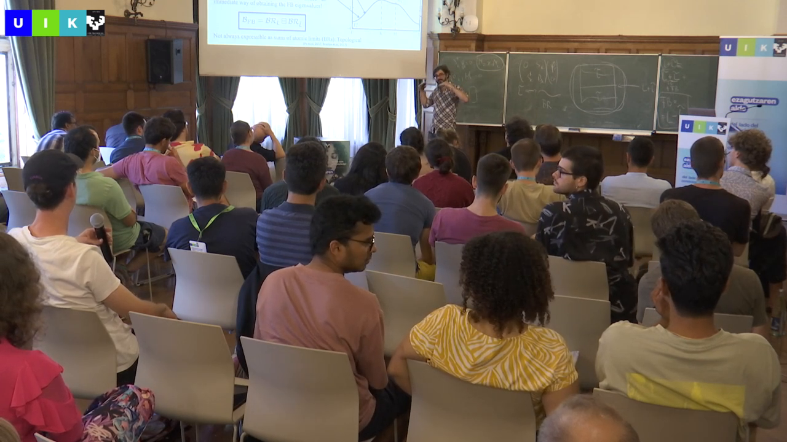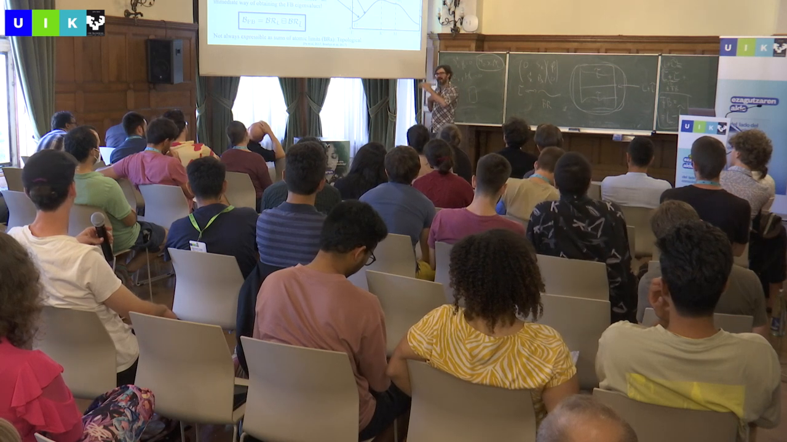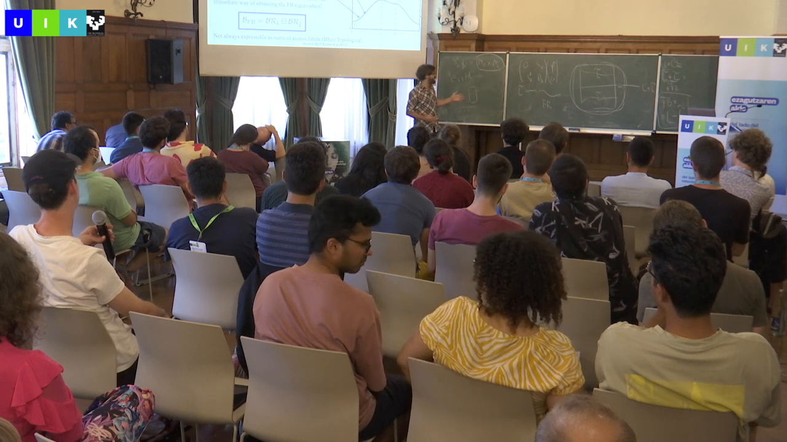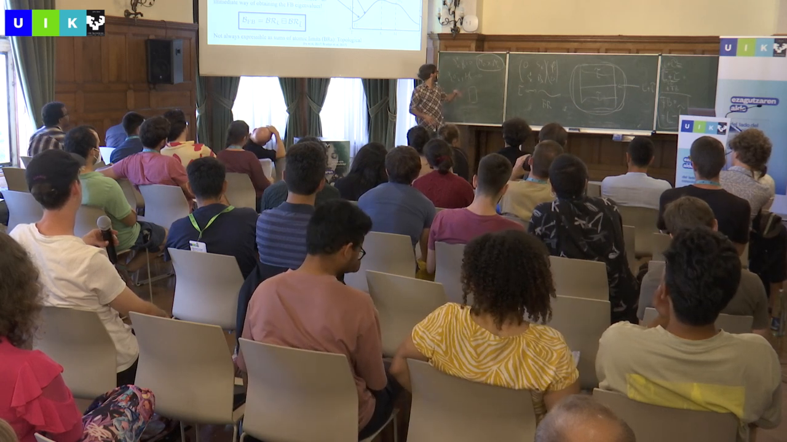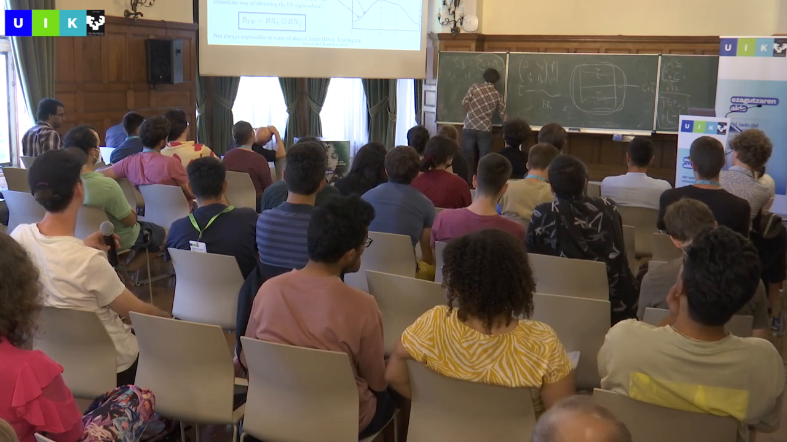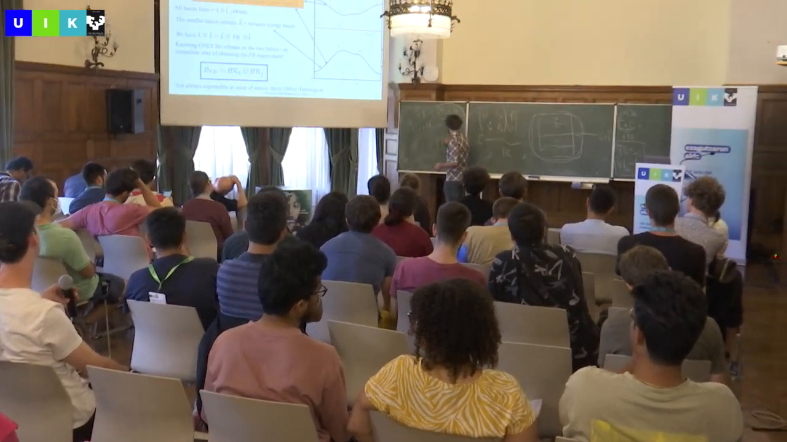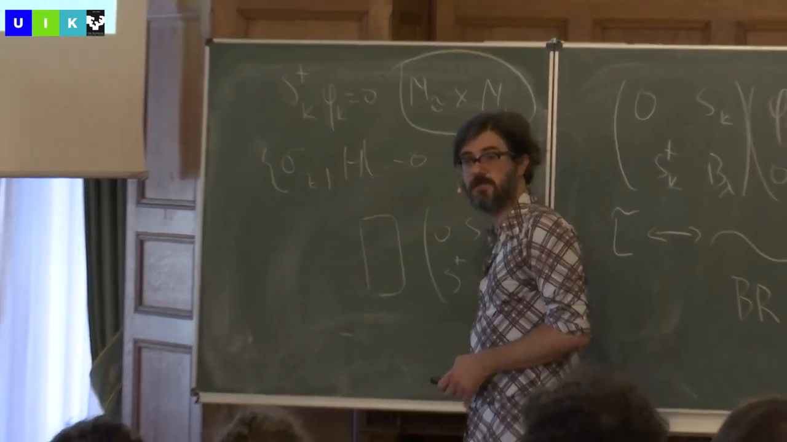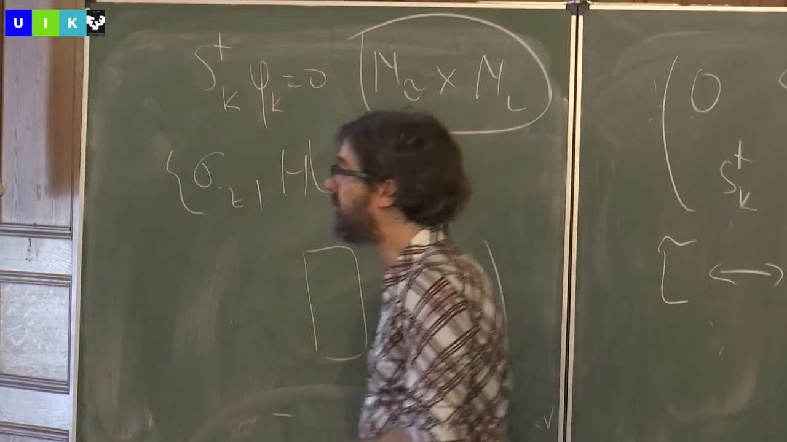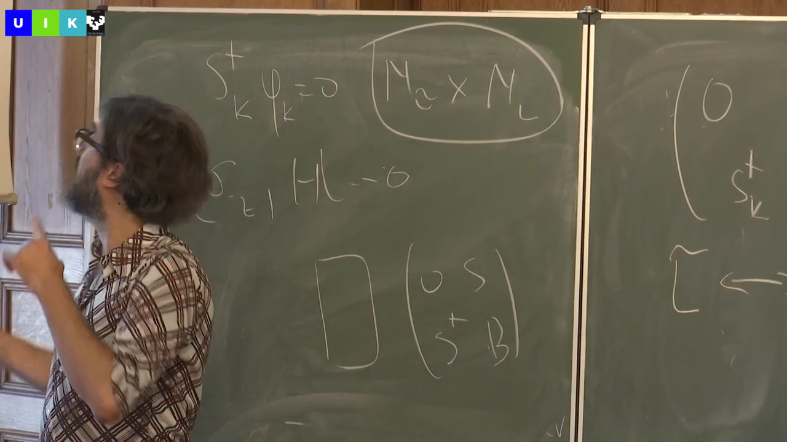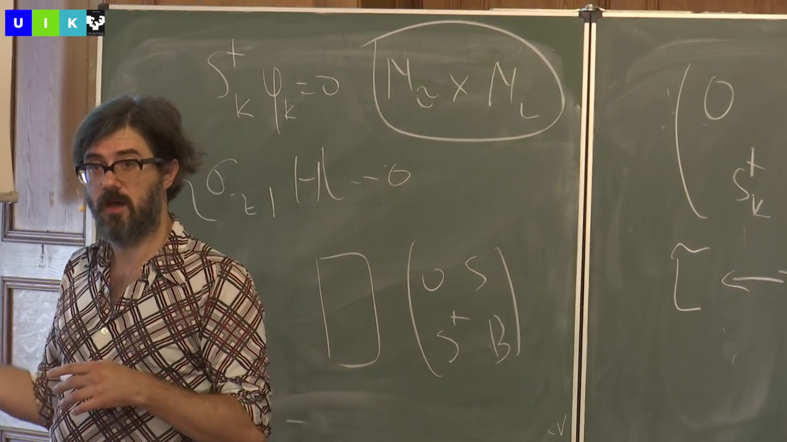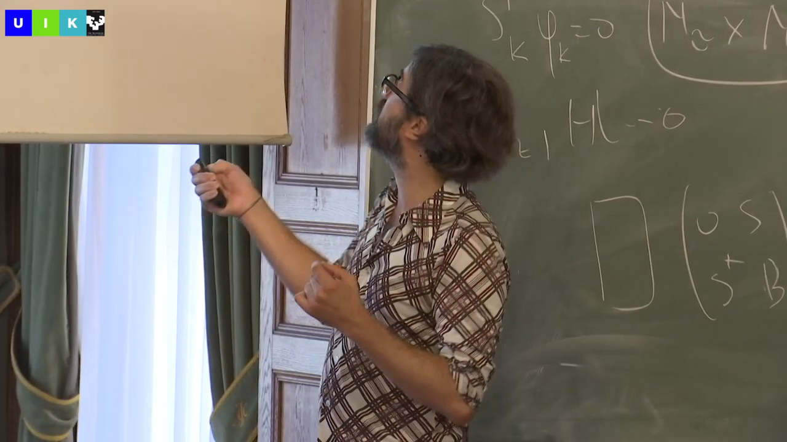But in the simplest case, I don't have time to go to the most complicated case. In the simplest case, forget about the A. If I have zero, S dagger, and B, no matter what this B is, in this simplest case you have an immediate prescription for getting the eigenvalues of the flat band.